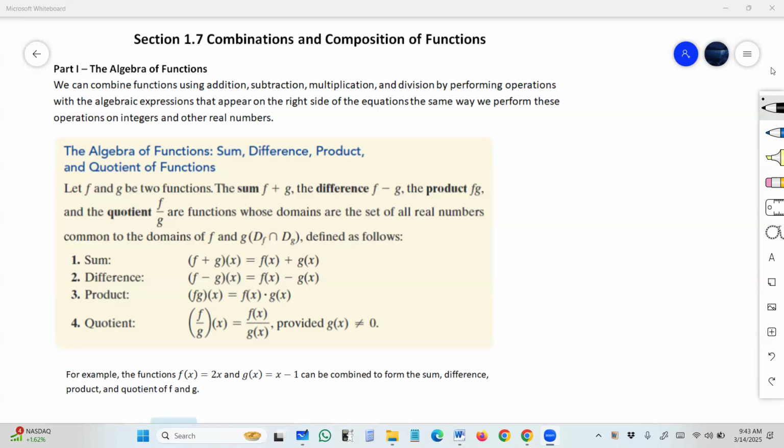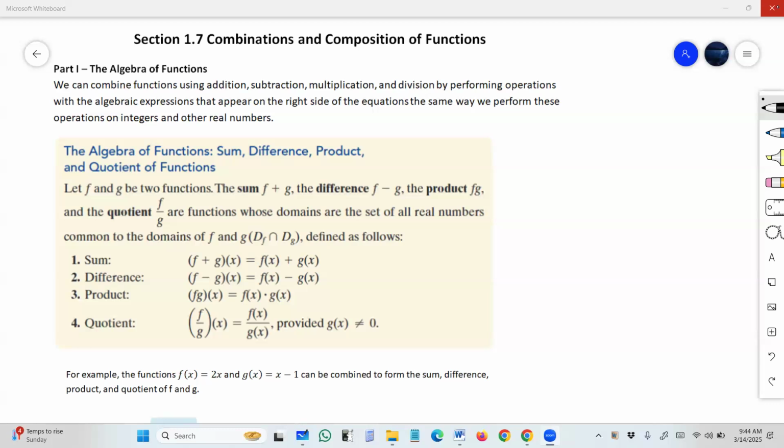I have here a summary where it says the algebra of functions: sum, difference, product, and quotient functions. Seems kind of complicated, especially because you're dealing with domains, but we really don't need the domain right now. All that we are interested in doing is these four operations: the sum, the difference, the product, and the quotient. For the sum, the function f plus the function g is just the sum of the two functions. The f minus g function is just the difference of the two functions, and the same goes for the product and the quotient.